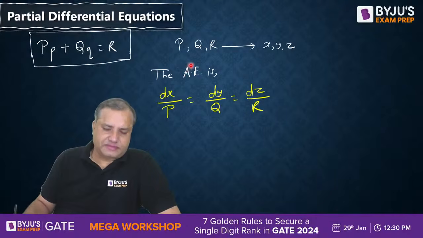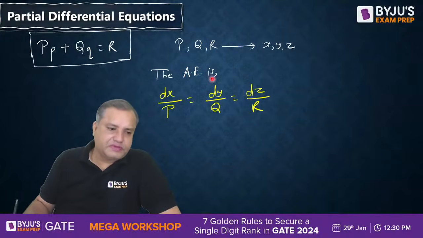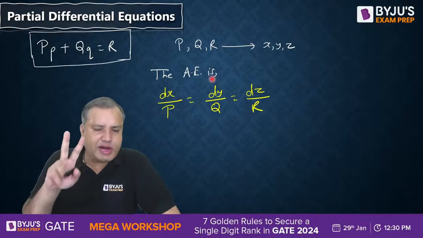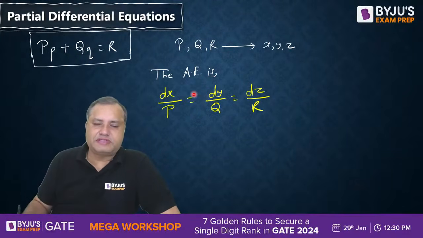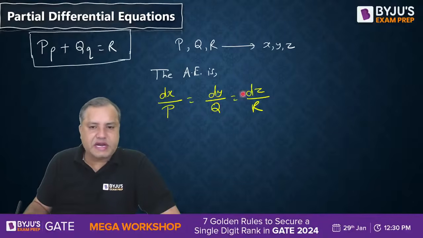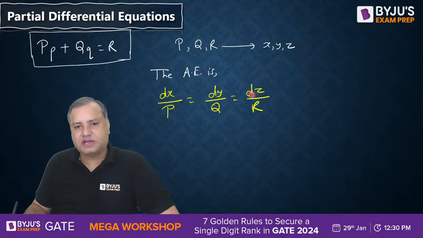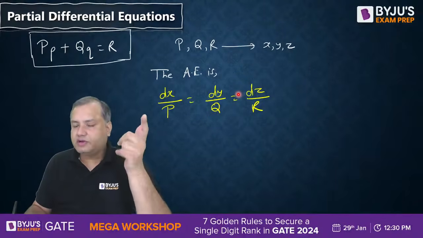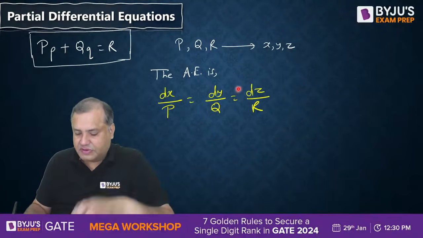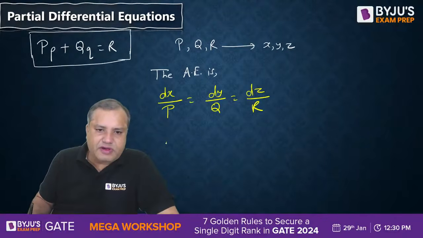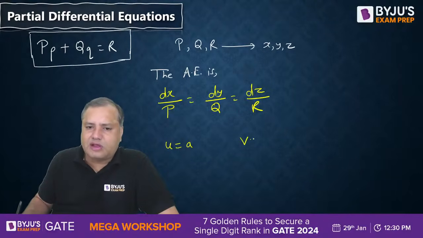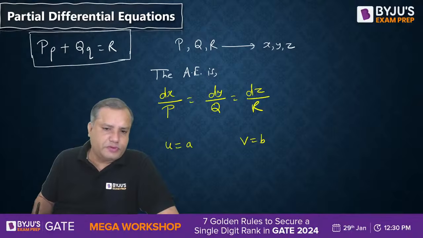I can see three terms. We will consider two at a time: either first and second, or second and third, or first and third. We will consider two at a time and solve it to get one solution. Let us say one solution is U. Then we will consider another two and solve them to find another solution V equal to b.